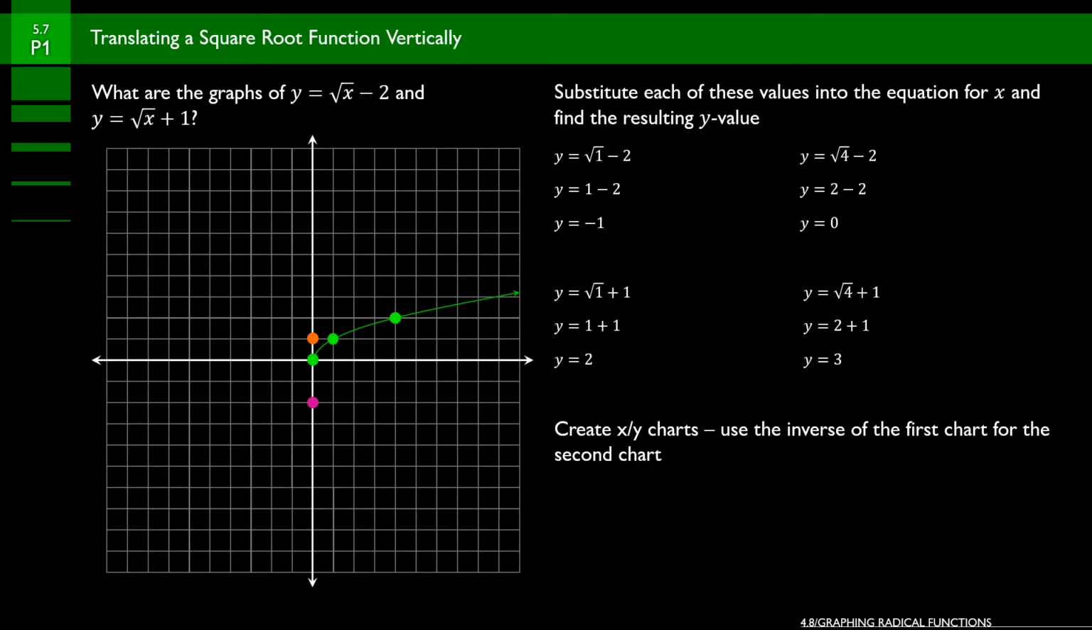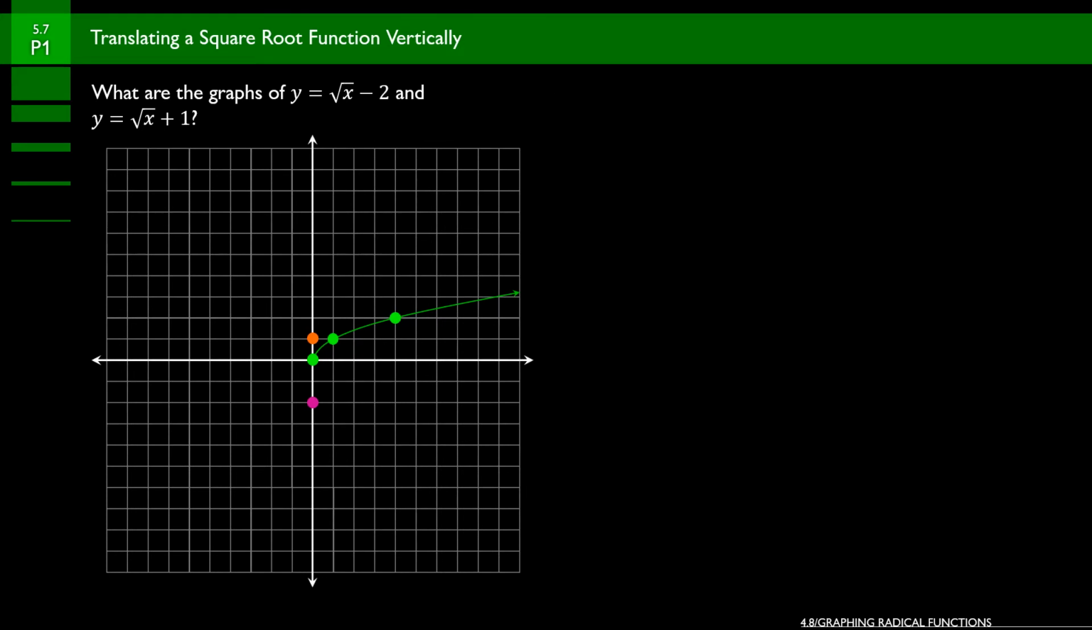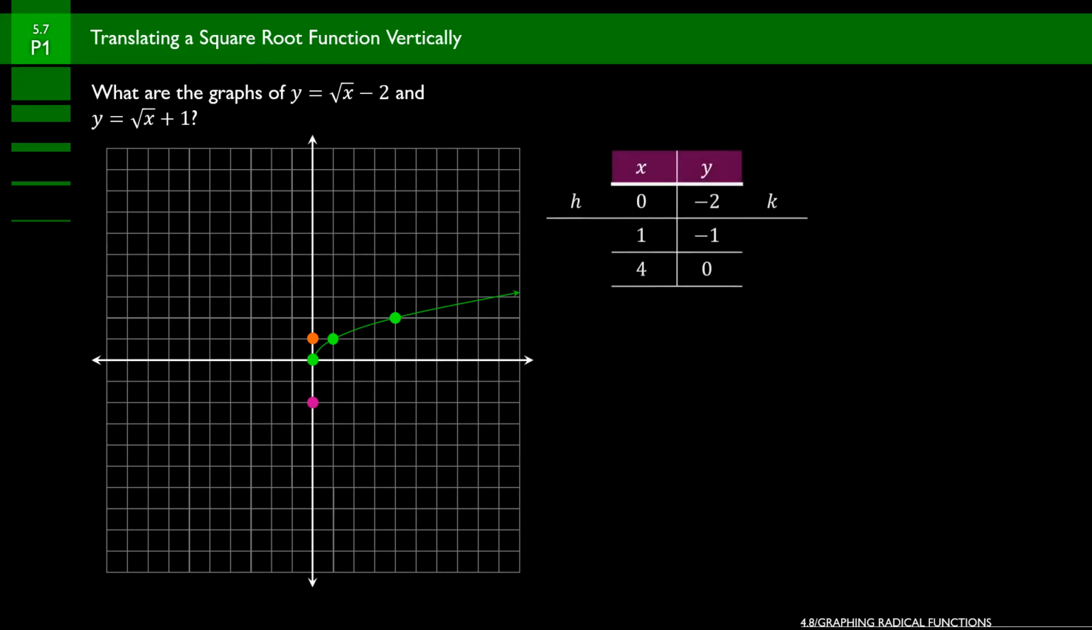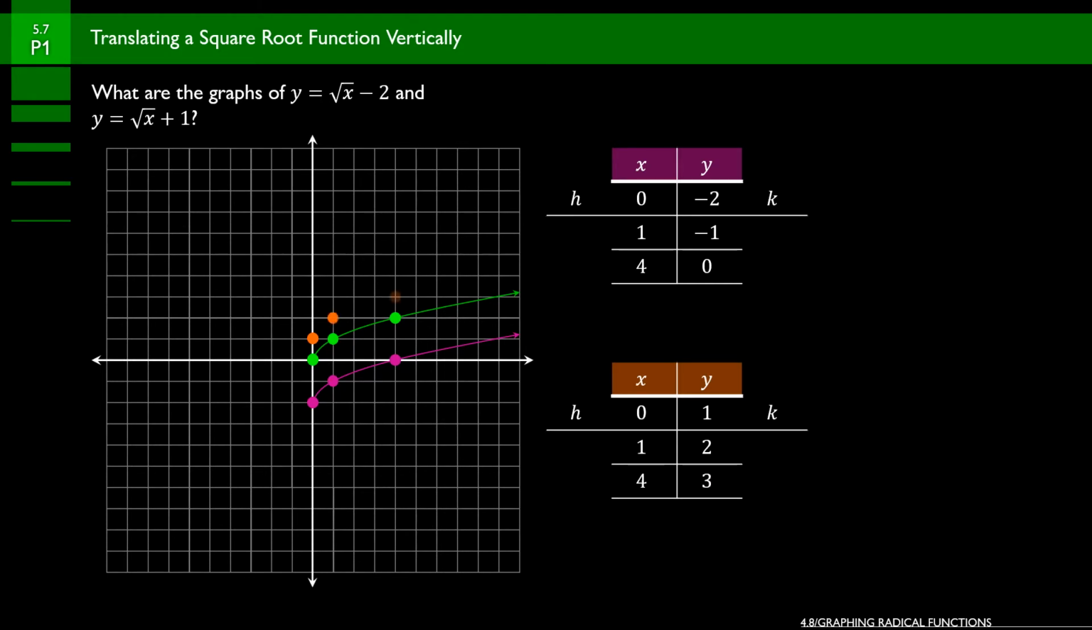So in this case, since we haven't added or subtracted anything to x, then we'll just use 0, 1, and 4. So you can see what we get when we plug in 1 for x and we plug in 4 for x on the first one. We get y equals negative 1 and y equals 0. When we do the same thing on the second function, the square root of x plus 1, we get y equals 2 and y equals 3. So then we go ahead and create some xy charts and fill those in, and then you can graph it, and you can see the translations from the parent function to both the minus 2 and the plus 1.